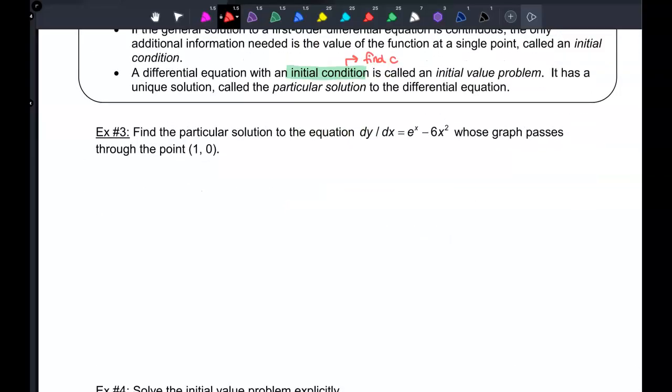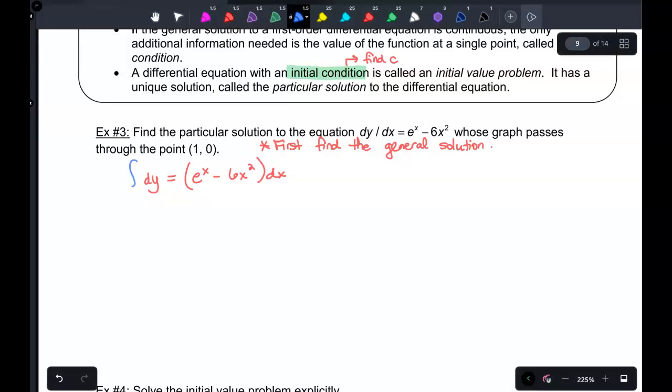Okay, good. So here we want to find the particular solution to dy dx equals e to the x minus 6x squared. But we have a point on the graph. Here it's going to start out exactly the same as the previous page. So e to the x minus 6x squared dx. So first, we're going to find the general solution.